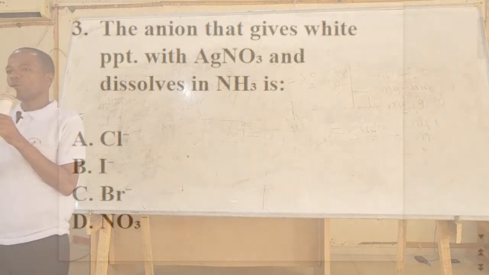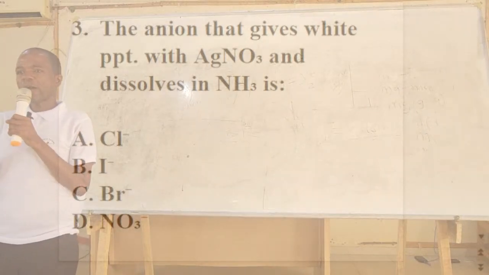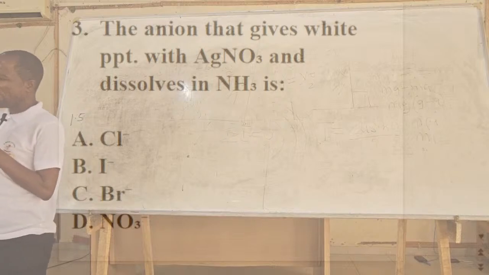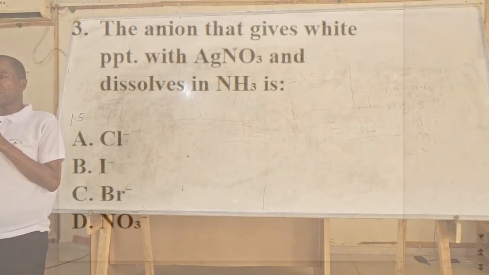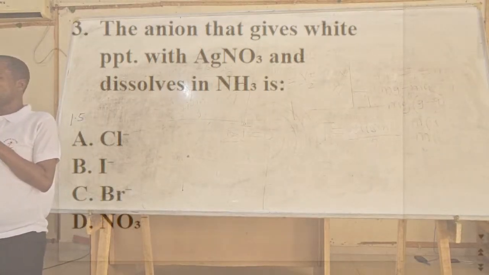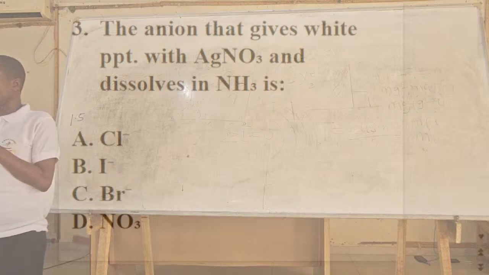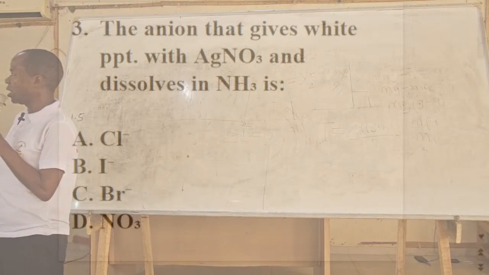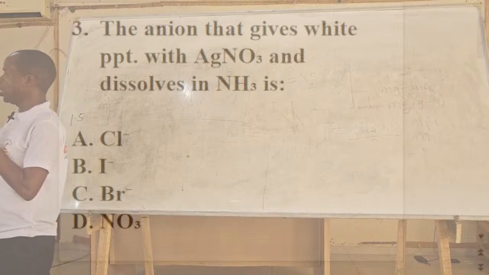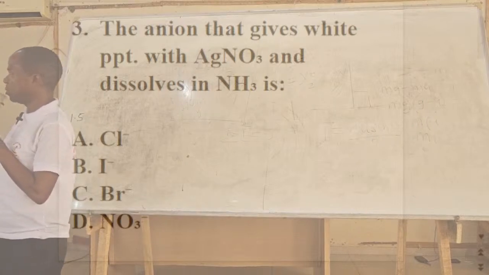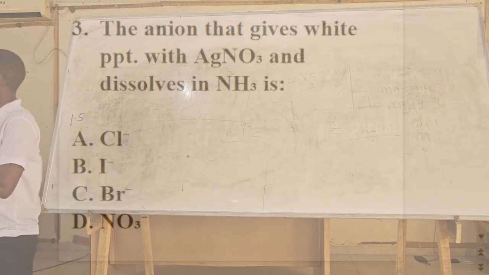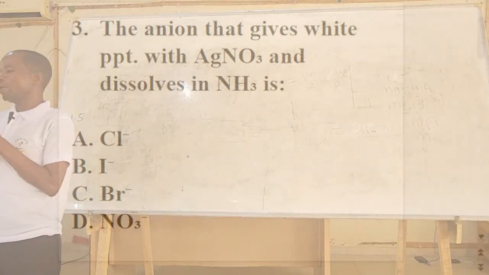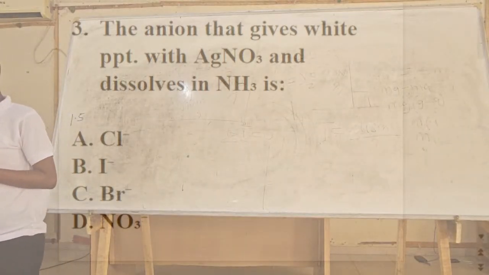When HNO3 is added, a white precipitate is going to be formed. And when we add excess aqueous ammonia, if chloride ion is present, the white precipitate dissolves to give a clear solution. So the correct answer here is chloride ion. Let's go back to that slide 3. Okay, now you can also test for iodide ion, you can test for bromide ion, you can test for nitrate ion. How do you do that?